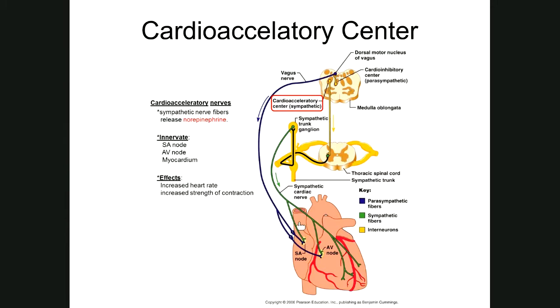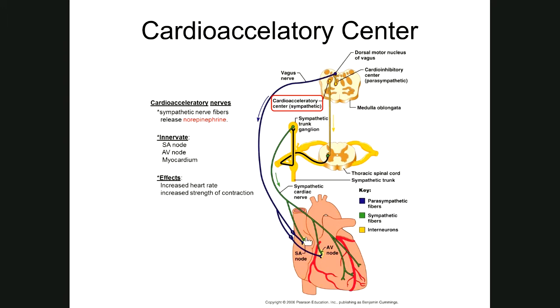These nerves innervate the SA node. That's the sinoatrial node where the generation of your impulse occurs. The SA node and the myocardium. So these fibers release norepinephrine, and the effects are increased strength of contraction and increased heart rate.